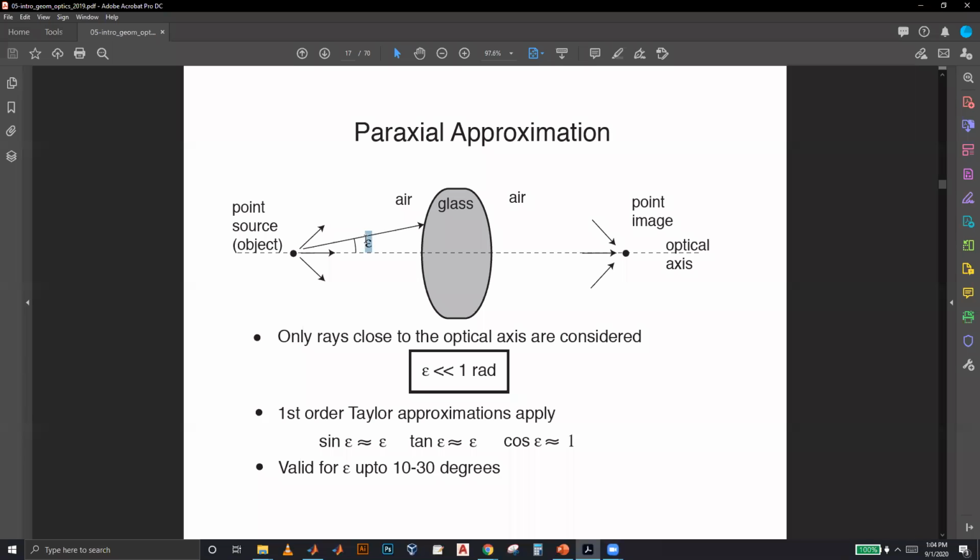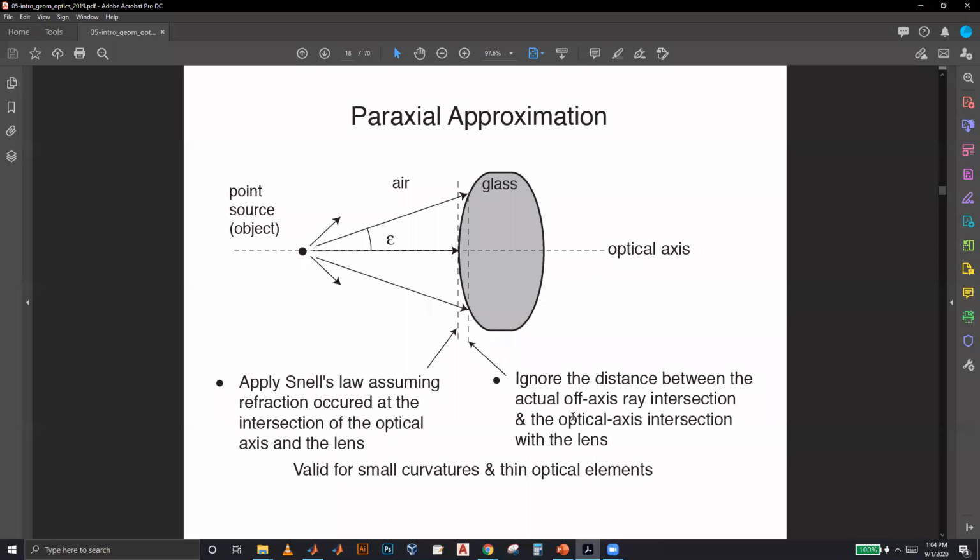So this angle subtended by the ray and the optical axis, which is, by the way, this horizontal axis, this angle epsilon is very small, which means that you can use trigonometric approximations such as sine of that angle is that angle, tangent of that angle is that angle, and cosine is equal to 1. All the problems that we are going to solve in this class are valid for angles smaller than 30 degrees, which is okay for the time to assume.